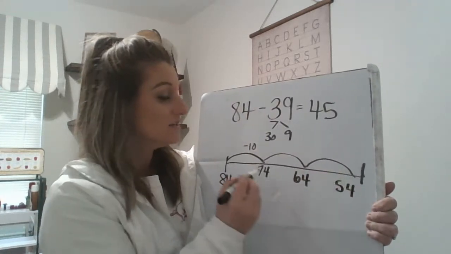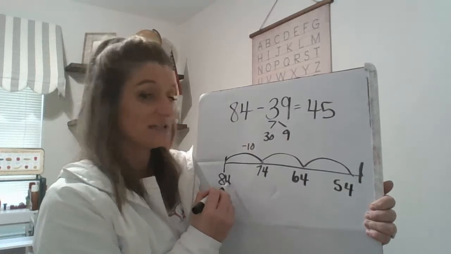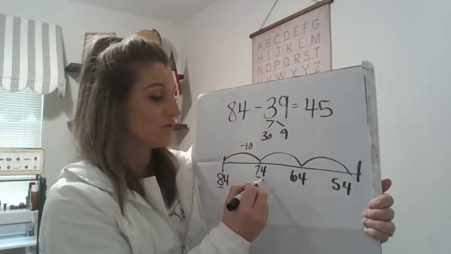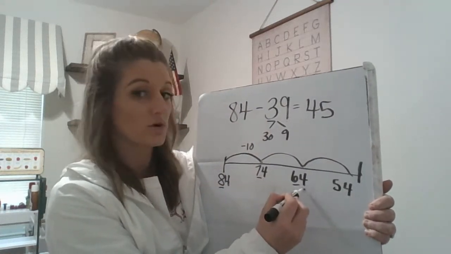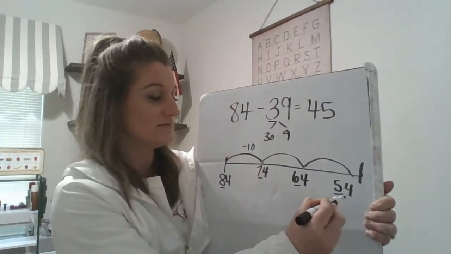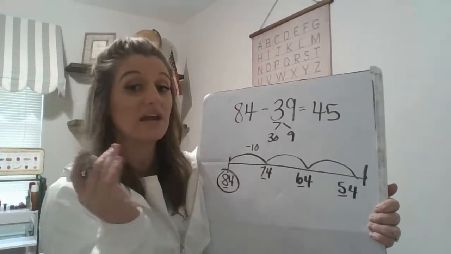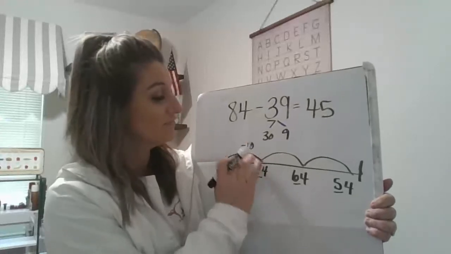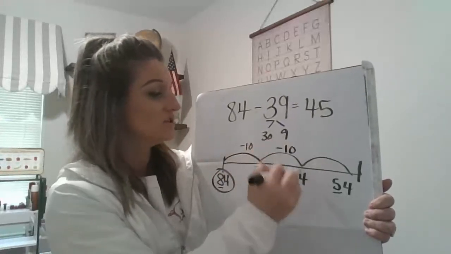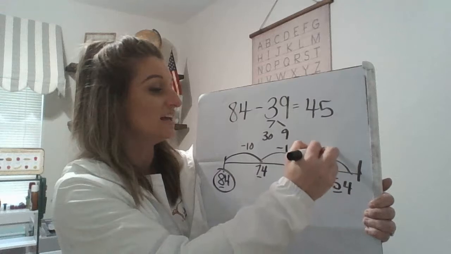54, right? So look, it went from 8 tens 4 ones, to 7 tens 4 ones, to 6 tens 4 ones, to 5 tens 4 ones. Now this one doesn't count. That's where we started. So you hop, took away 10. Hop, took away 10. Hop, took away 10.